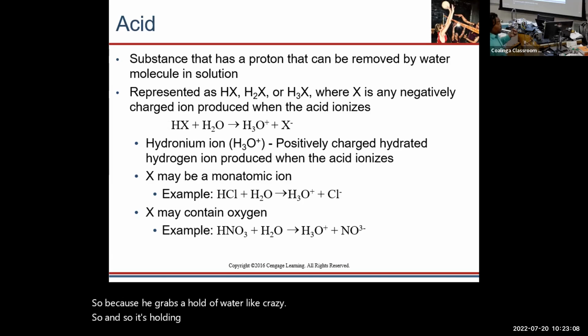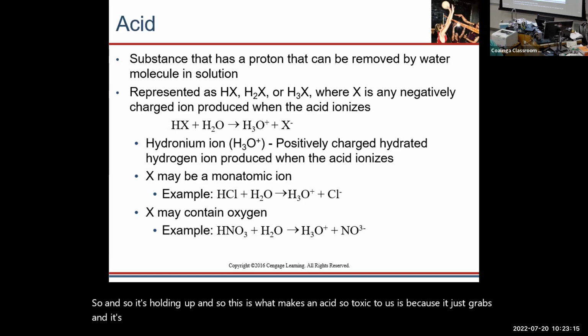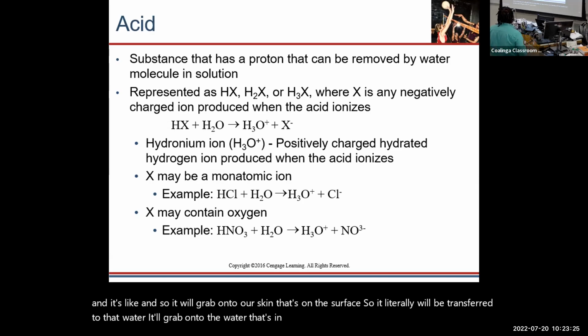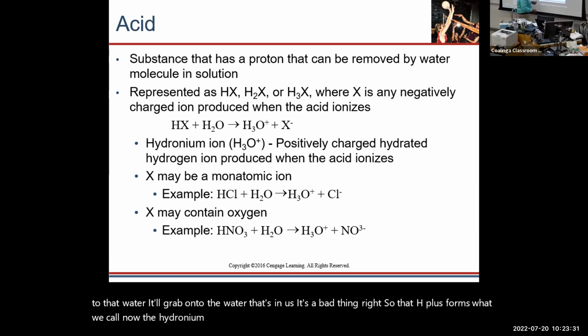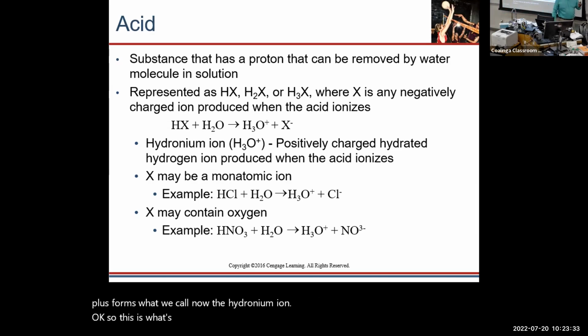Okay, so it grabs a hold and so it's holding on. And this is what makes an acid so toxic to us, because that H plus just grabs, and it will grab onto our skin that's on the surface. So it literally will be transferred to that water. It'll grab onto the water that's in us. It's a bad thing, right? So that H plus forms what we call now the hydronium ion. Okay, so this is what's really happening, right?